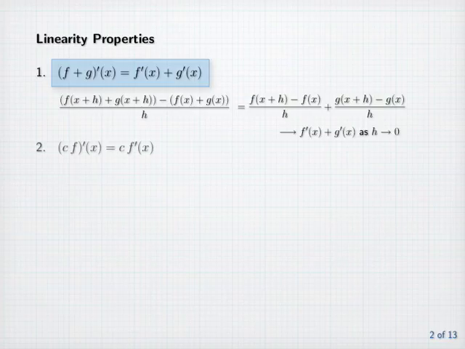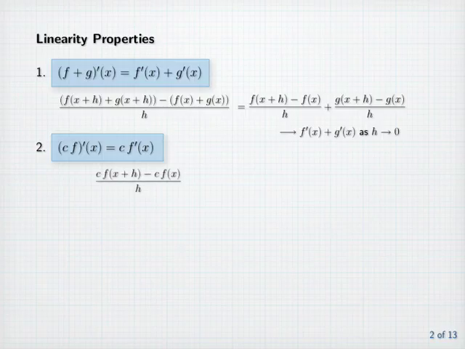2. The derivative of a constant times f is the constant times the derivative of f. To see why this is true, just look at the difference quotient for c times f. c times f of x plus h minus c times f of x divided by h. And notice that we can factor out a c, and we simply have c times the difference quotient for f, which approaches c times f prime of x as h goes to 0.